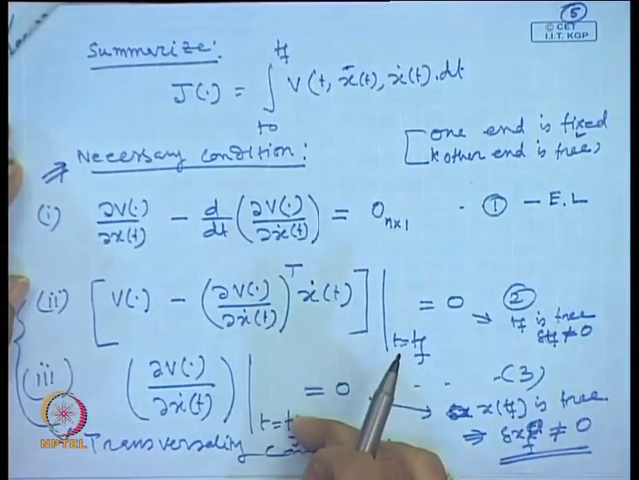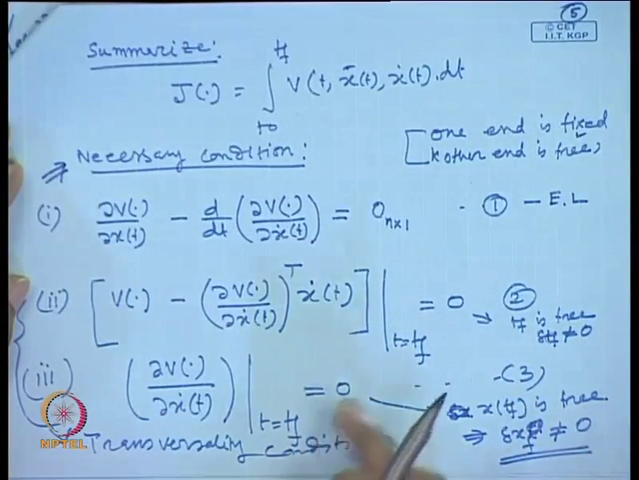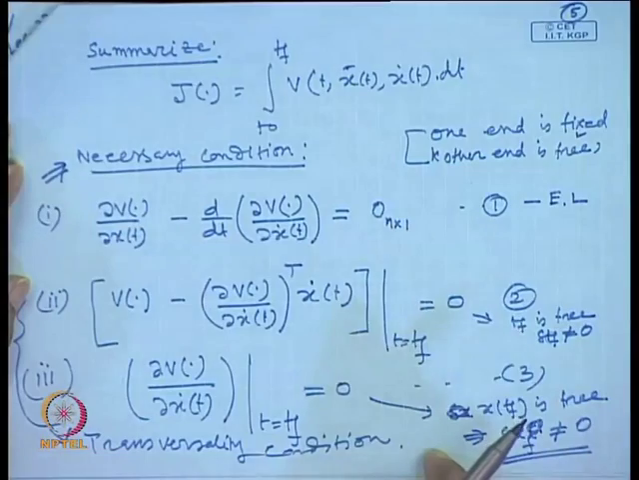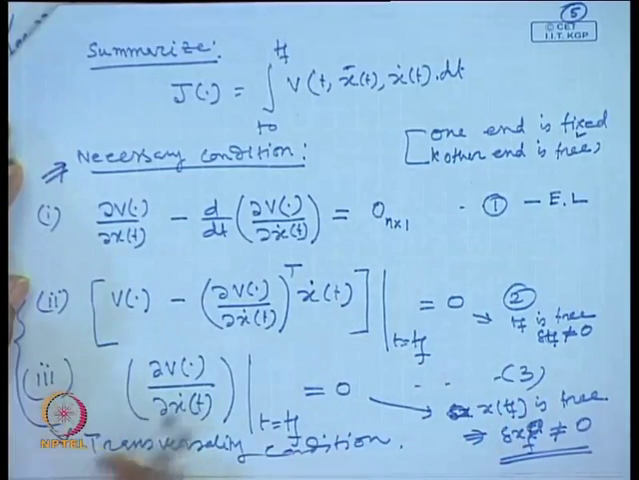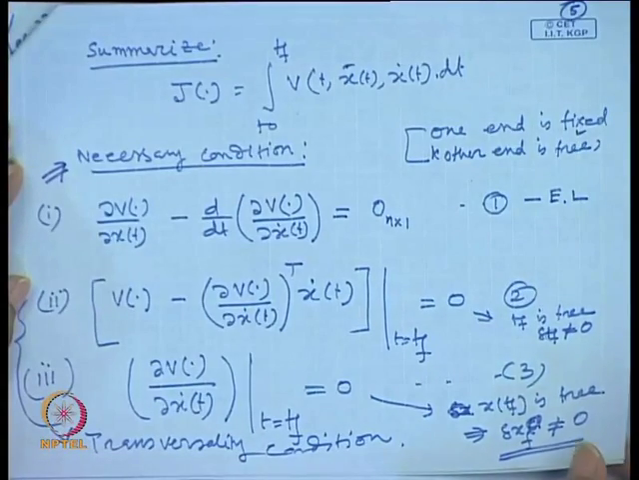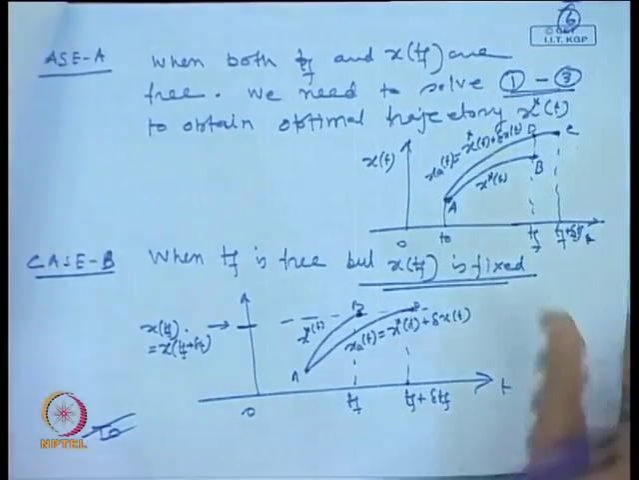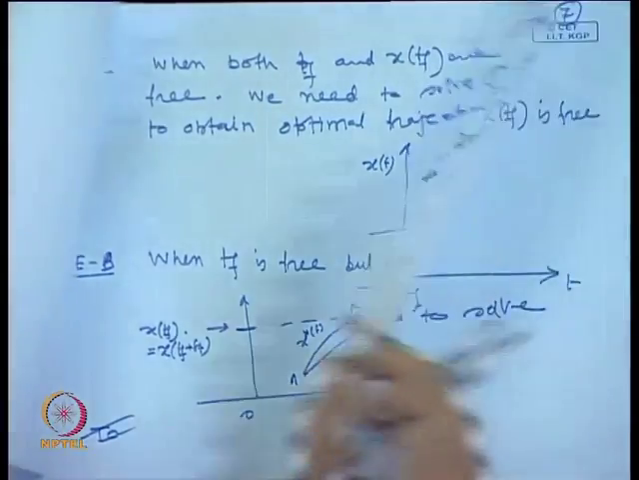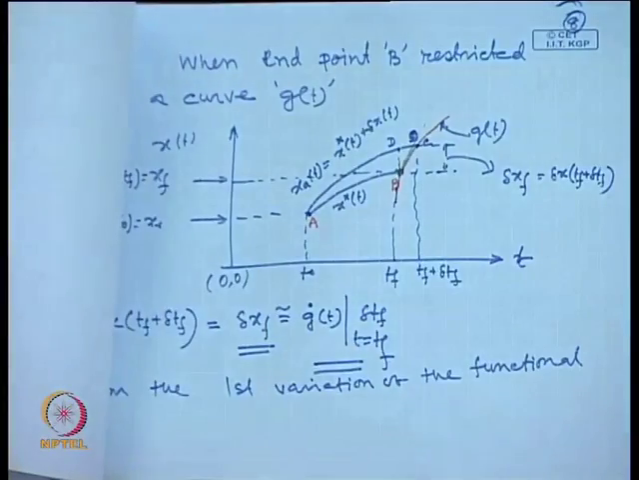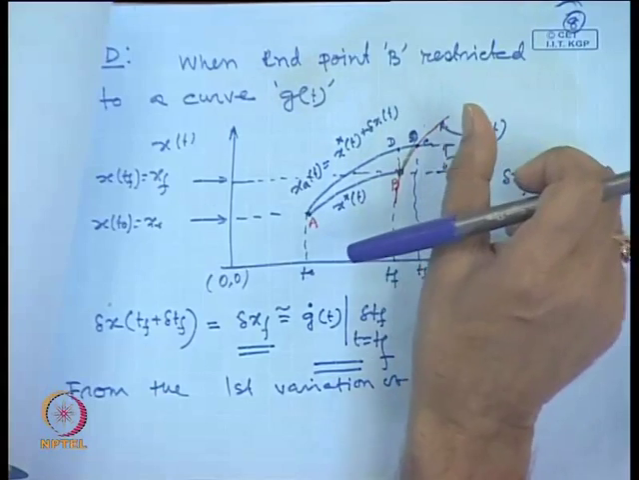When both are free, that means x of t f is free and t f is free, then we have to solve the Euler equation in addition to the two boundary conditions, and these two boundary conditions are called the transversality conditions. Agree? That we have seen, and we have considered the different cases, A, B and C, and correspondingly you have to solve the Euler-Lagrange equation and the corresponding boundary condition.